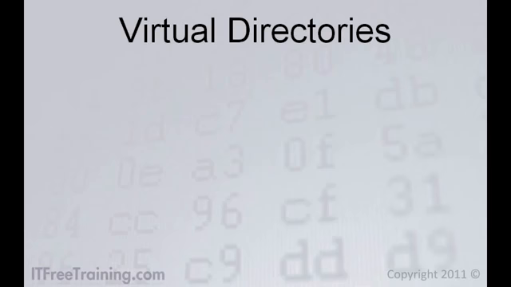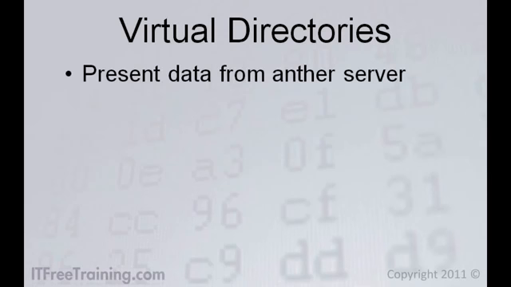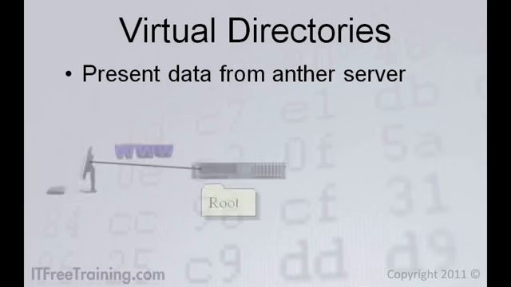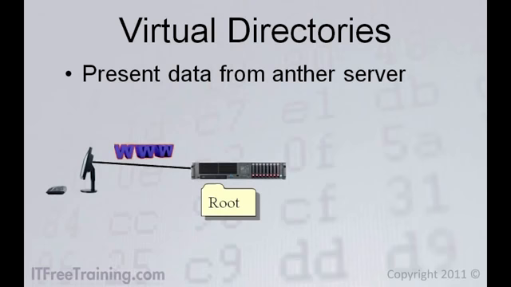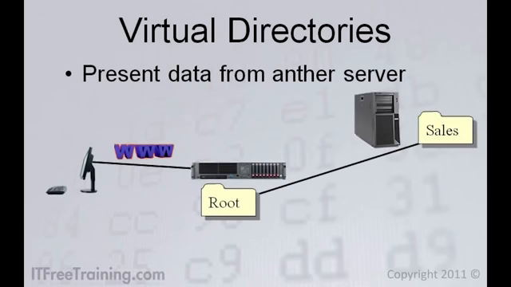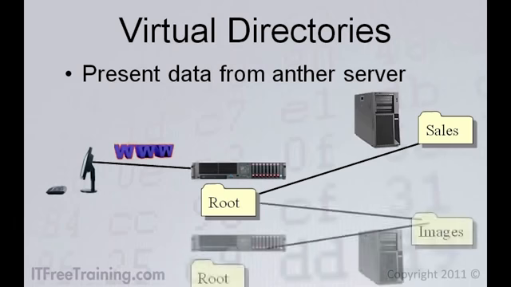A common requirement with web servers is to access data from another server. Using ISS, you can use virtual directories to present data from another server to the user. In this example, the end user is accessing a web page on a web server. Some of the data, sales data, is located in the sales department on another server. Using virtual directories, you can mount the data so it appears as a separate directory under the root of the website. If you have data that needs to be shared on a number of web servers, for example, if you have a server farm, you can use the same data on multiple web servers. As shown here, the image folder is shared between two web servers.